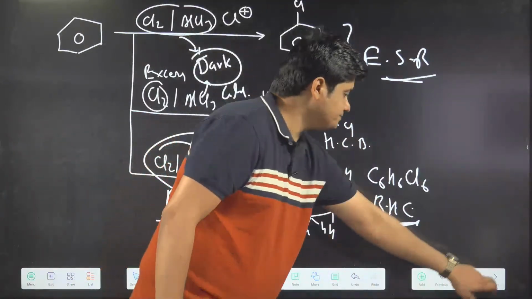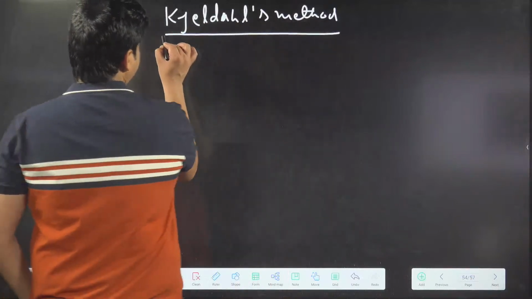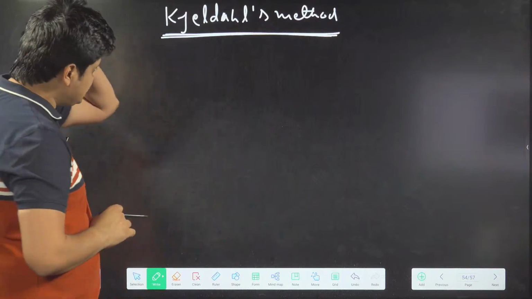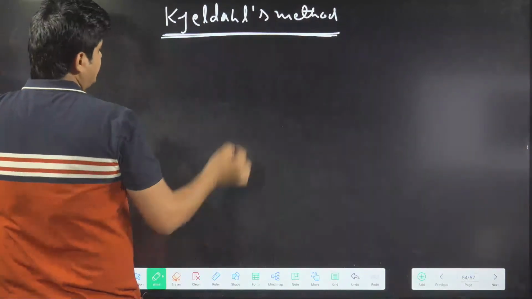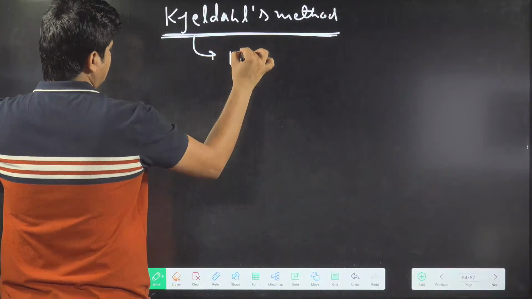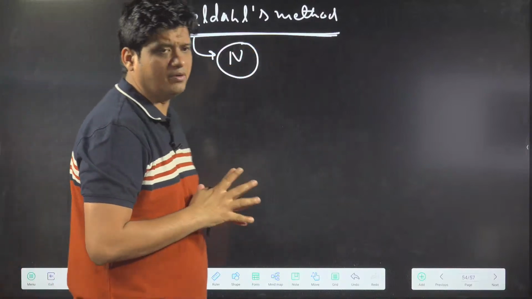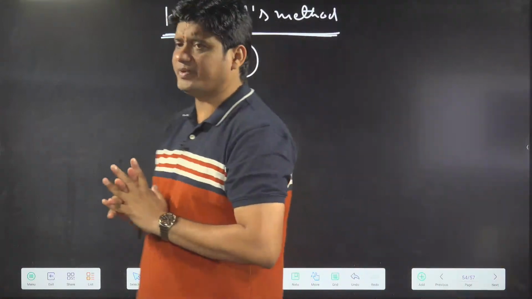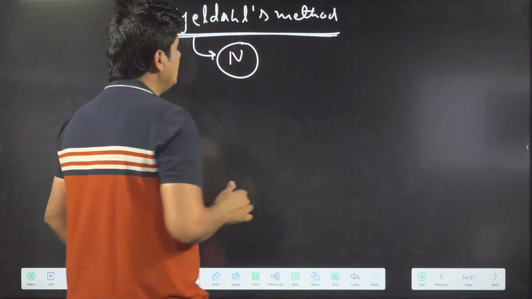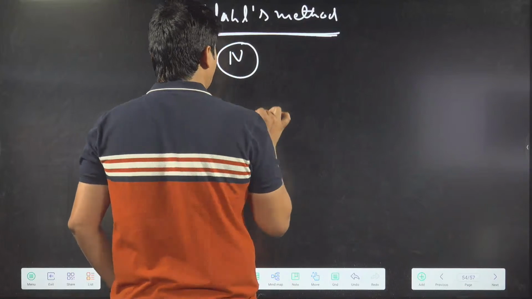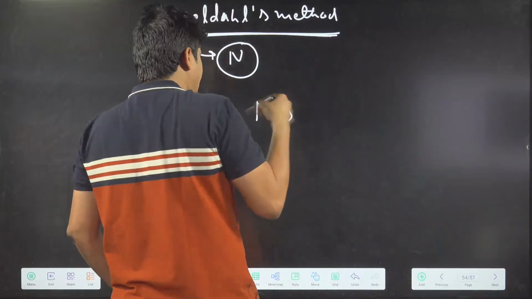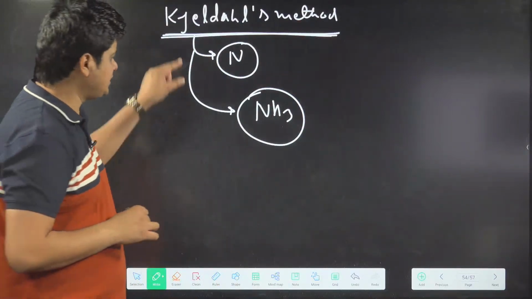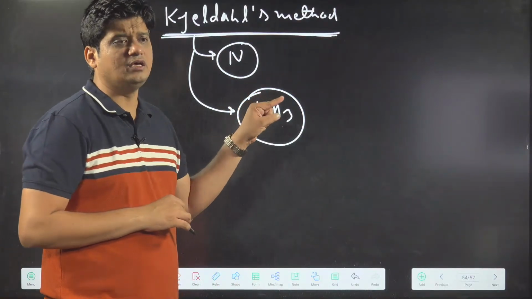Come to the next one. Kjeldahl's method. Now, Kjeldahl's method is used for the estimation of nitrogen present in an organic compound. Its chemistry is based on the ammonia gas liberated during the reaction.